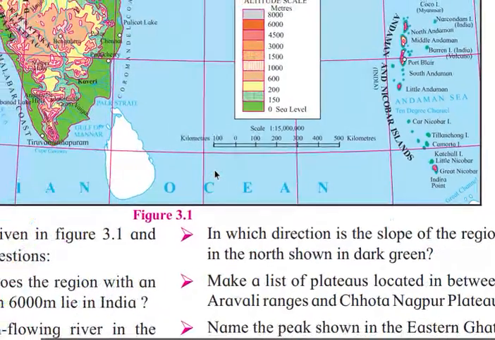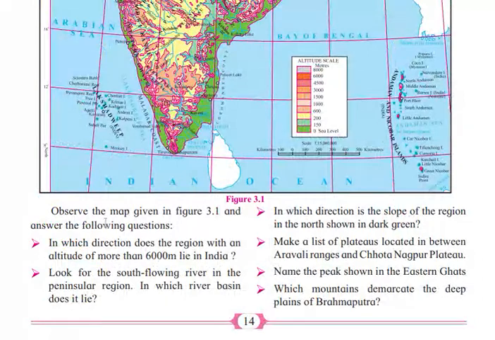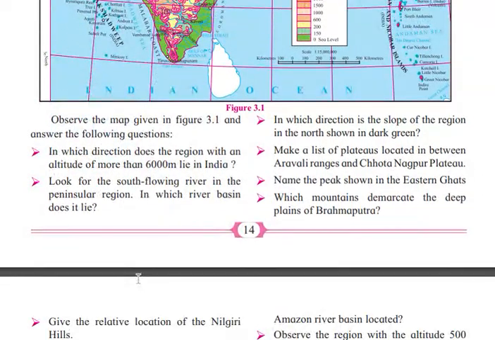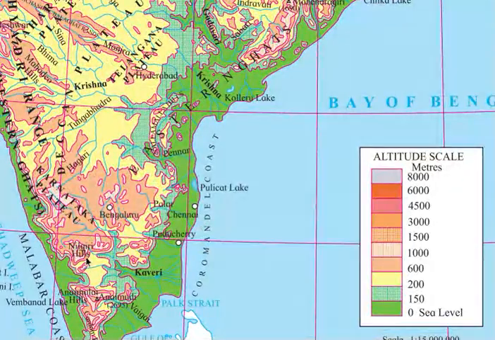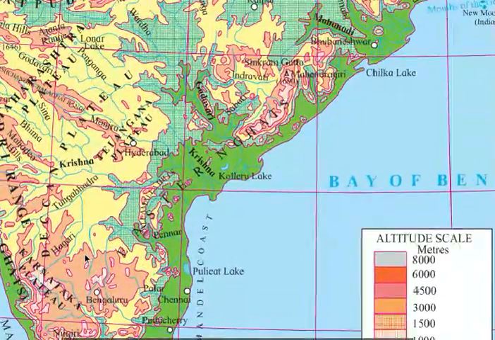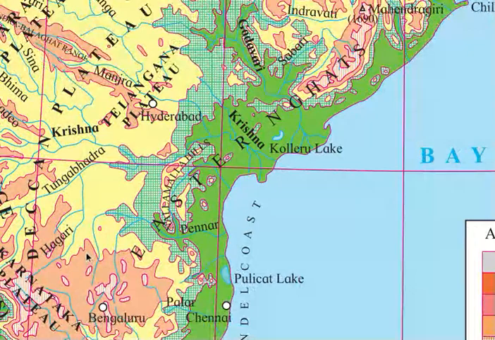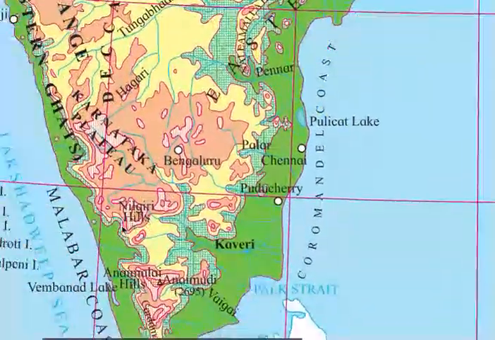Now let's focus on the second question. Look for the south flowing river in the peninsula region. In which river basin does it lie? South flowing river means you need to focus on the south. This is the south, and any river we can take. Okay, south flowing river.